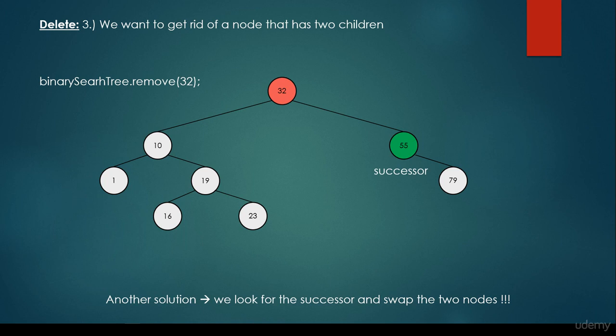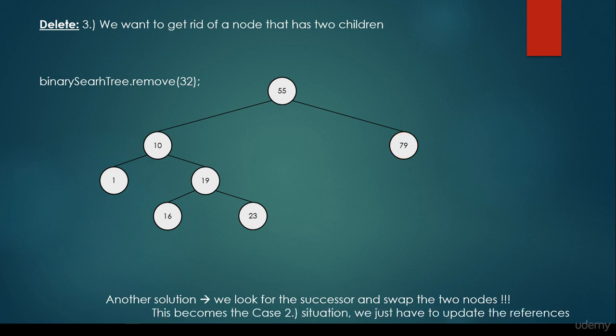But let's consider the fact that we swap the root node with the successor just to make sure that it is working fine as well. We swap it with the successor, and as you can see now, we have to get rid of a node that has a single right child. We know how to deal with it. We just have to set the root node to point to 79 directly instead of 32, and we have to set 32 to be null, so we have to remove it. Okay, and basically we just have to update the references.